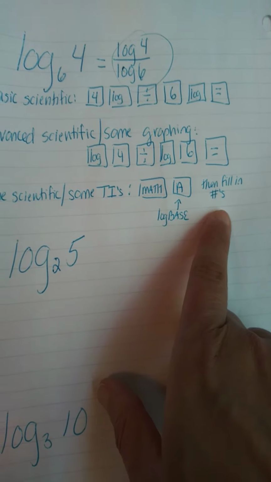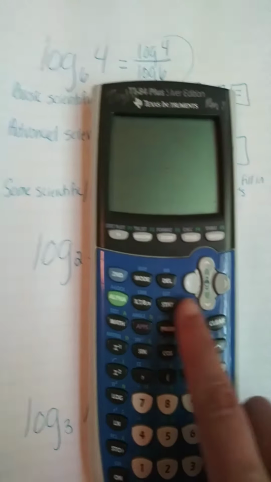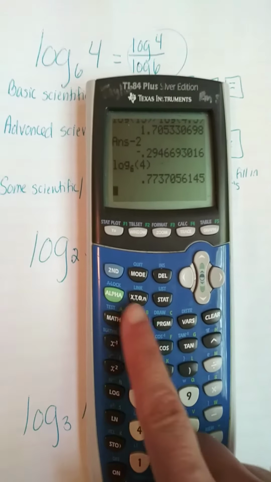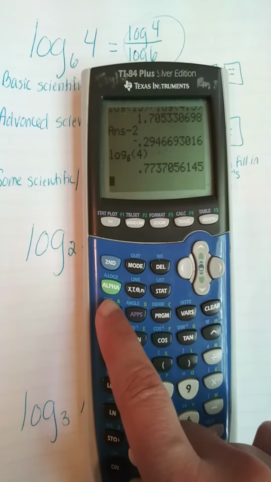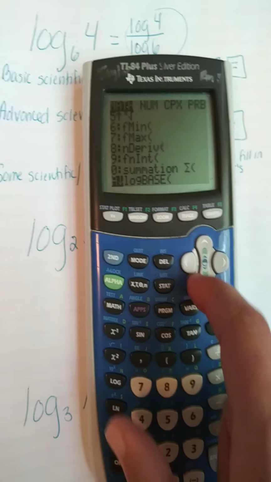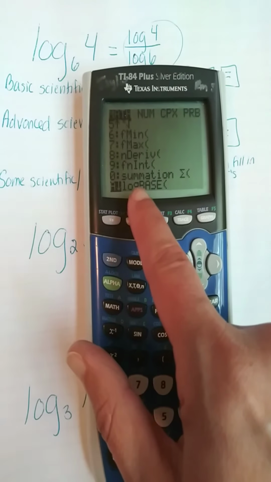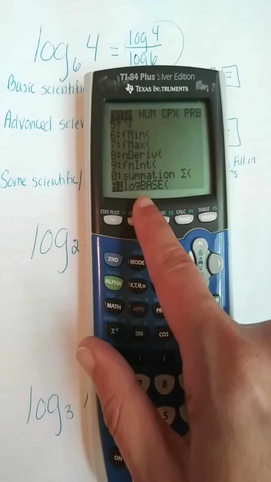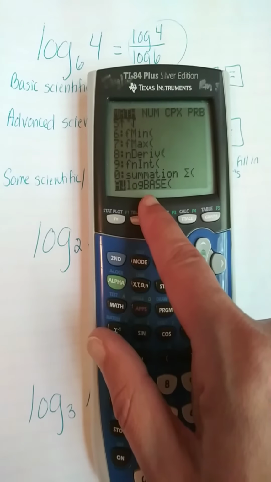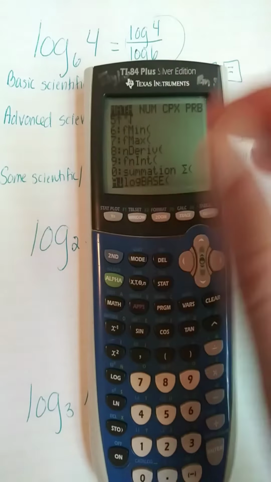You just fill in the numbers. So I'm going to use my TI, and I have to turn it on, and we'll clear that out. We hit the math button over here on the left, and then you want to scroll down until you get to A, which should say log base. If you have a TI and it's not on your calculator, it means you don't have that option and you have to use the option I just showed you. You'll do log 4 divided by log 6.